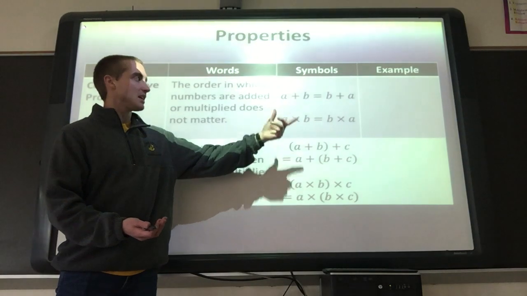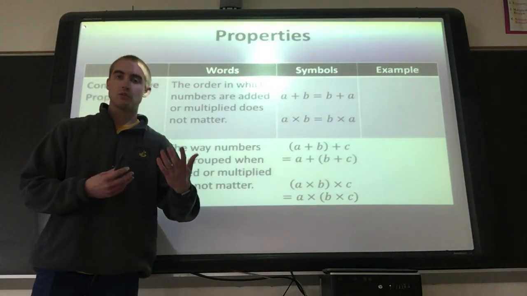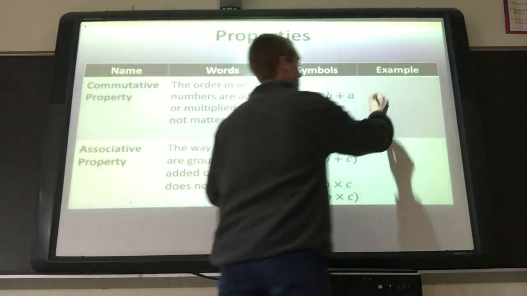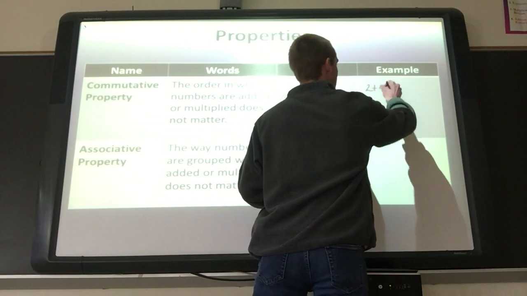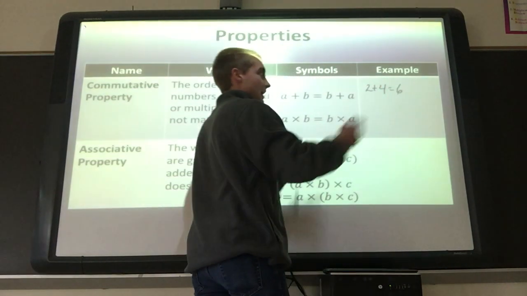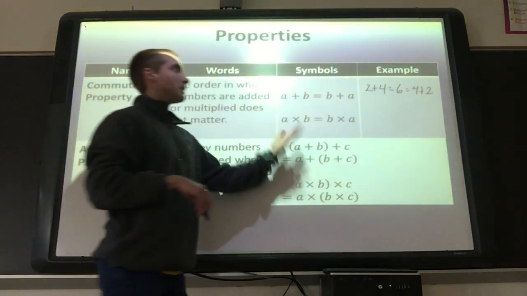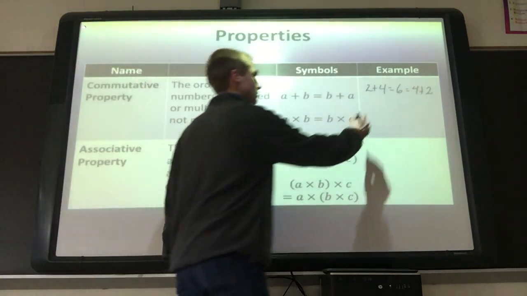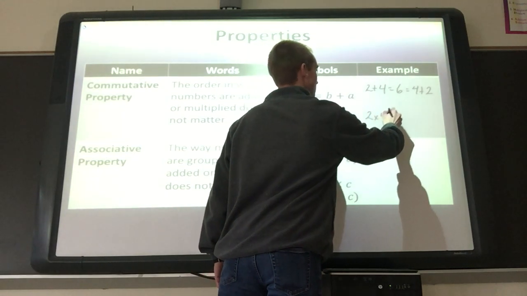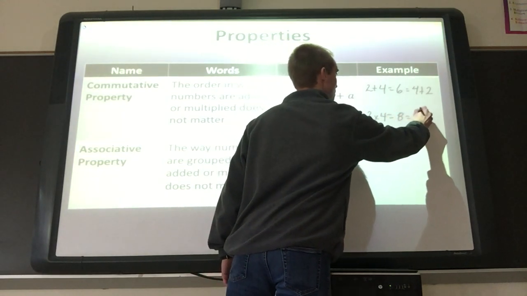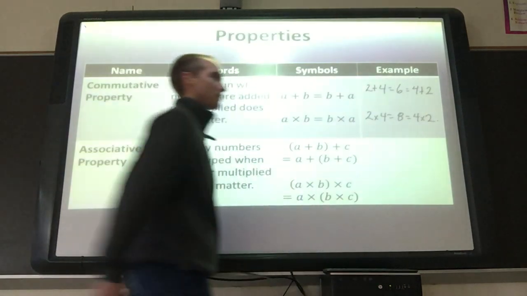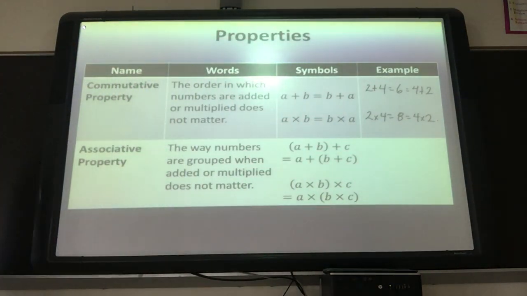If we use symbols, A and B can be any number, and we can switch the order around. An example would be 2 plus 4 equals 6, as does 4 plus 2. An example for multiplying would be 2 times 4 equals 8, and 4 times 2 also equals 8. So the order does not matter there.